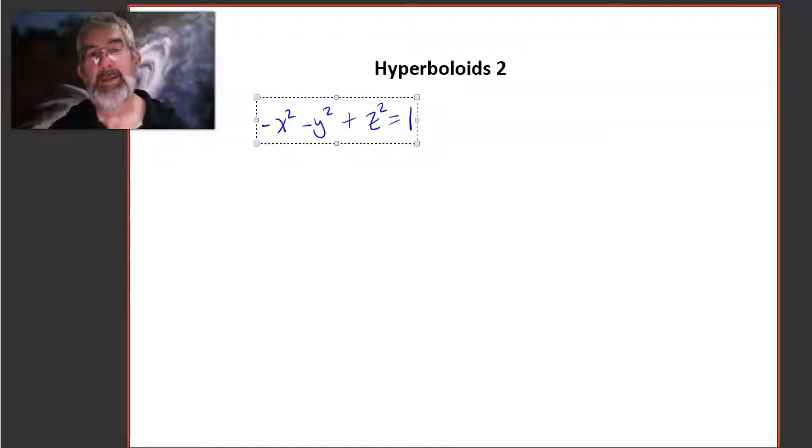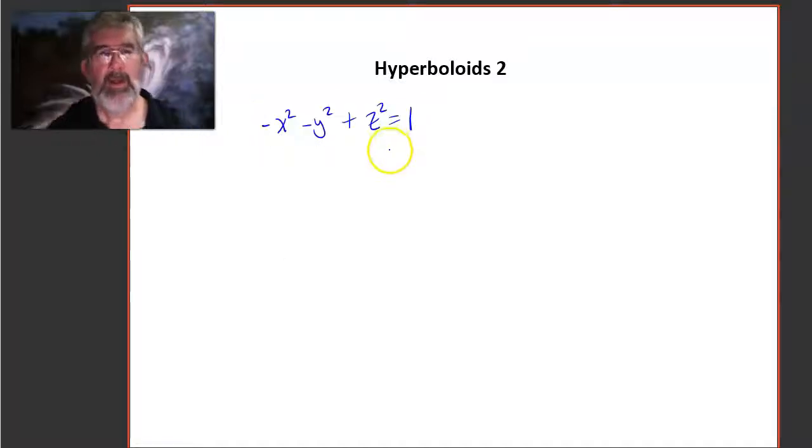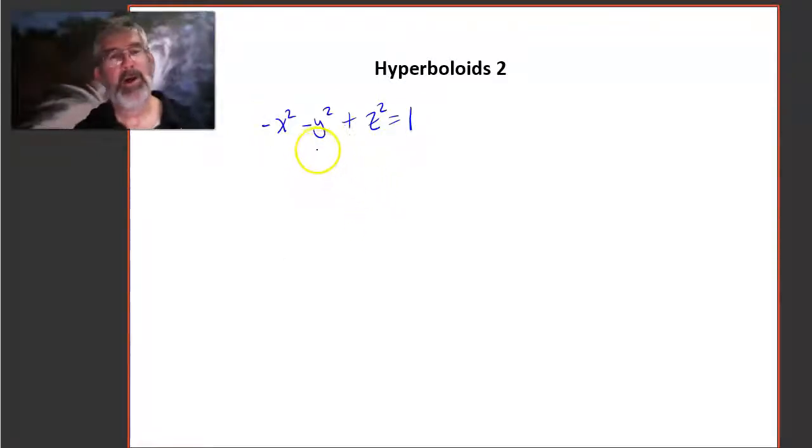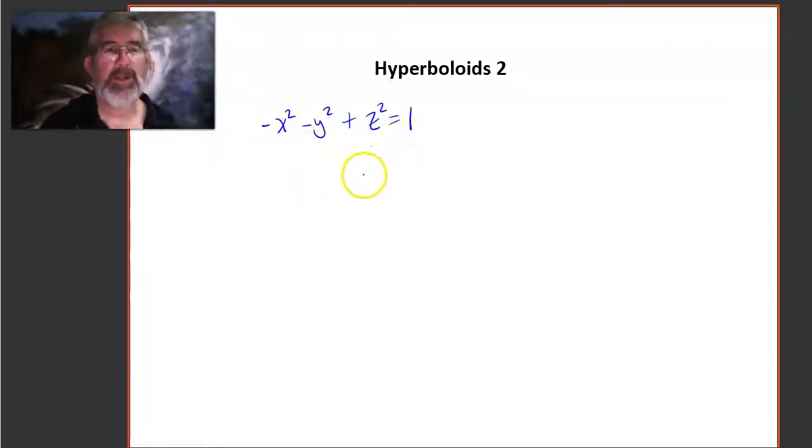In this video, I again want to talk about hyperboloids, but this time we want to talk about hyperboloids of two sheets. Now, here's a basic one here. Minus x squared minus y squared plus z squared equals 1. Notice that there are all of the squared terms. There's an x squared, there's a y squared, there's a z squared. And in this case, there are two negative signs out in front of them.